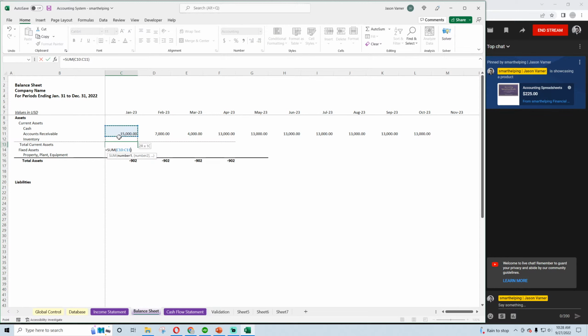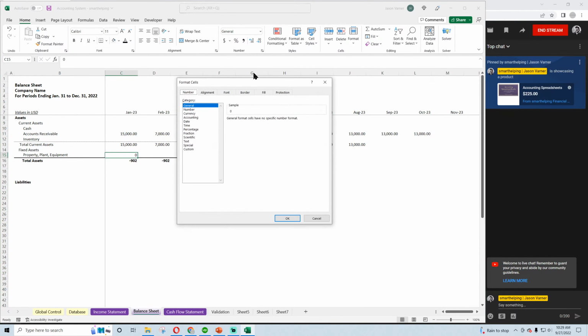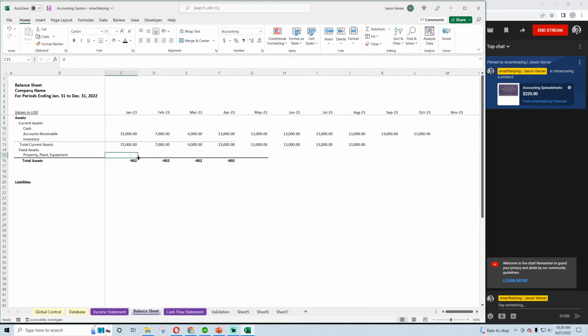Let's see, total current assets. We can just sum up this. And then this will be some number. We'll get to that. And what I'm doing right now, I'm trying to go line by line in the financial statements and just do one thing at a time.